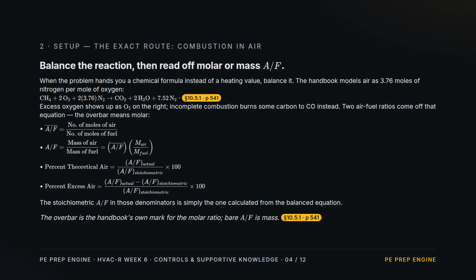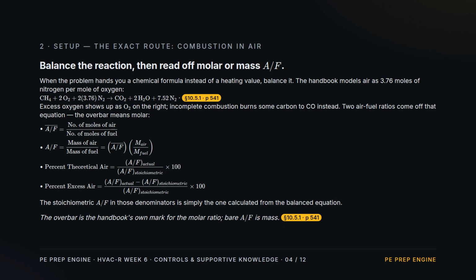Excess oxygen shows up as oxygen on the right. Incomplete combustion burns some carbon to carbon monoxide instead. 2 air-fuel ratios come off that equation. The molar one, moles of air over moles of fuel, which the handbook marks with an overbar, and the mass one, mass of air over mass of fuel, which is the molar ratio times the ratio of molecular weights. Then percent theoretical air is actual over stoichiometric times 100, and percent excess air is actual minus stoichiometric over stoichiometric times 100.